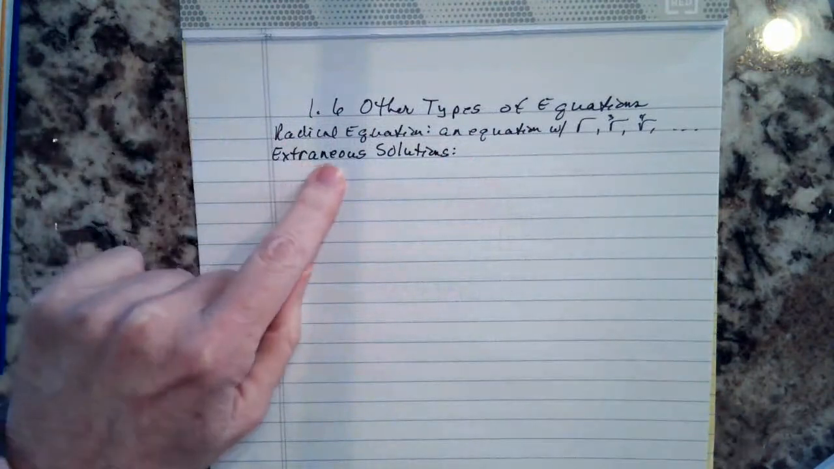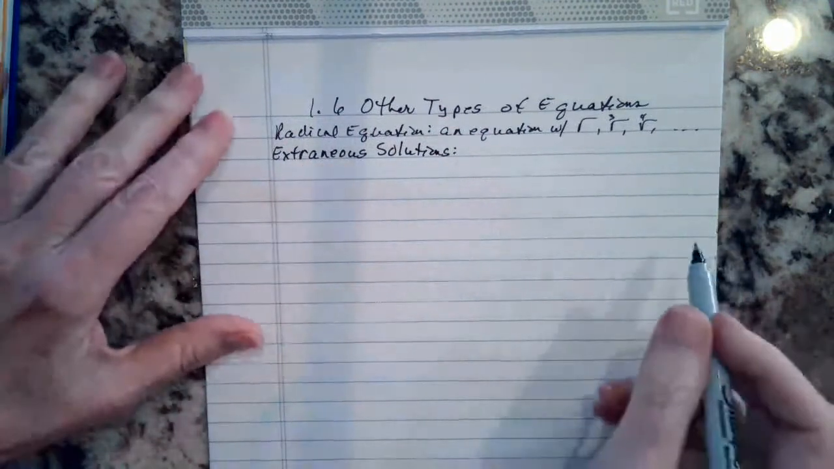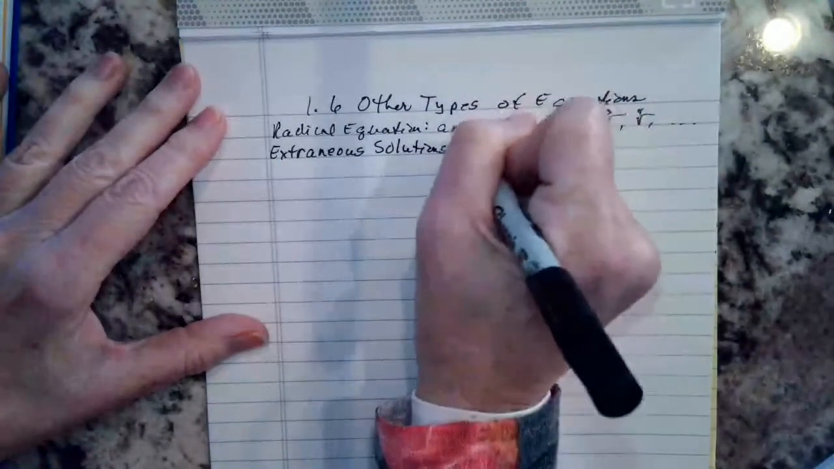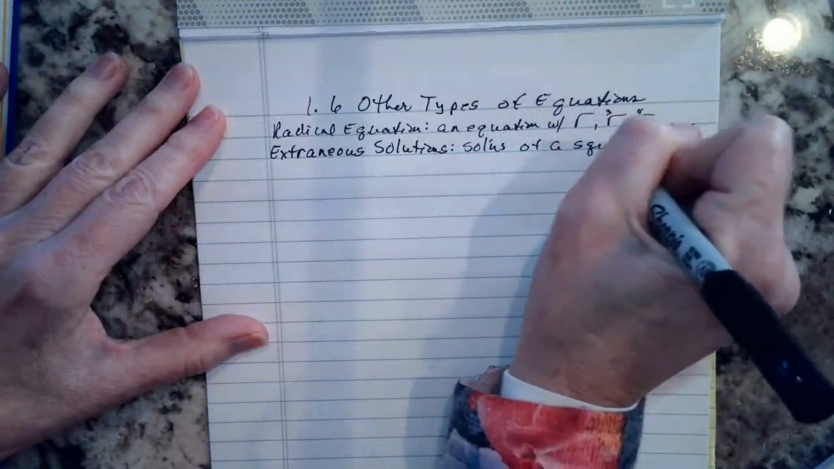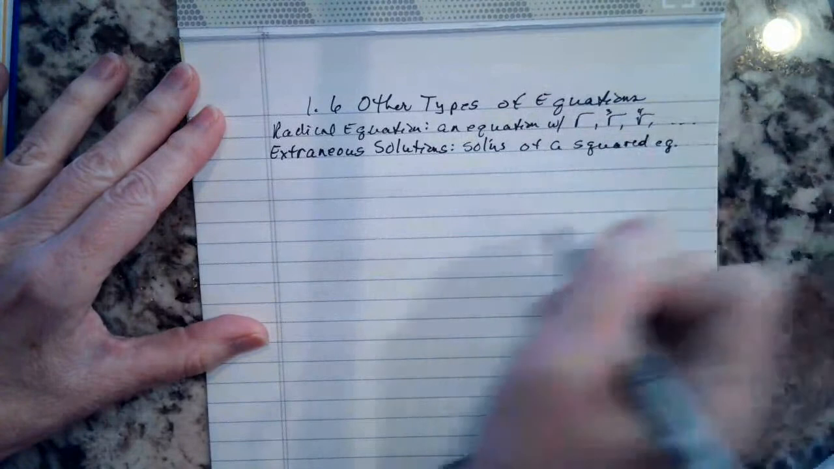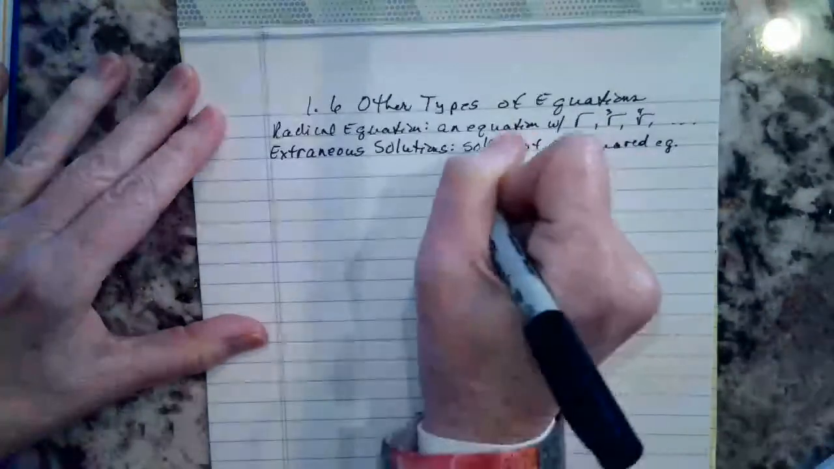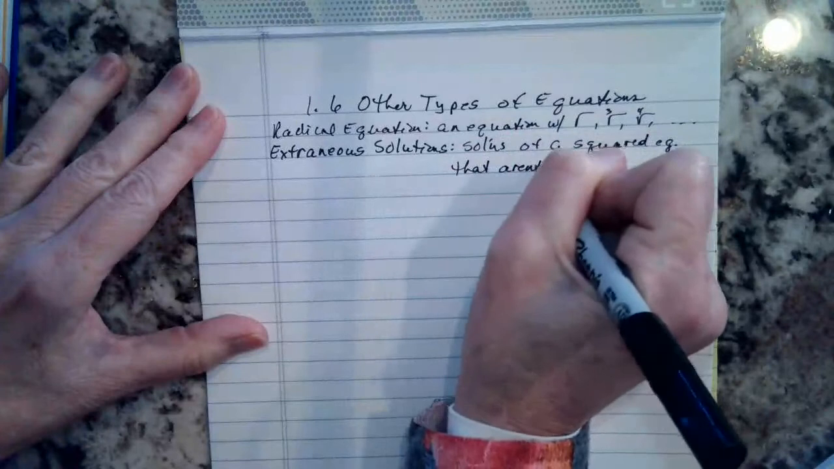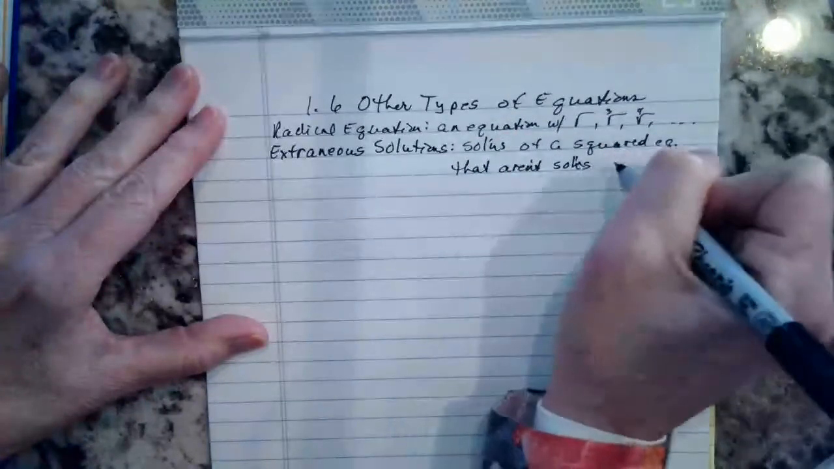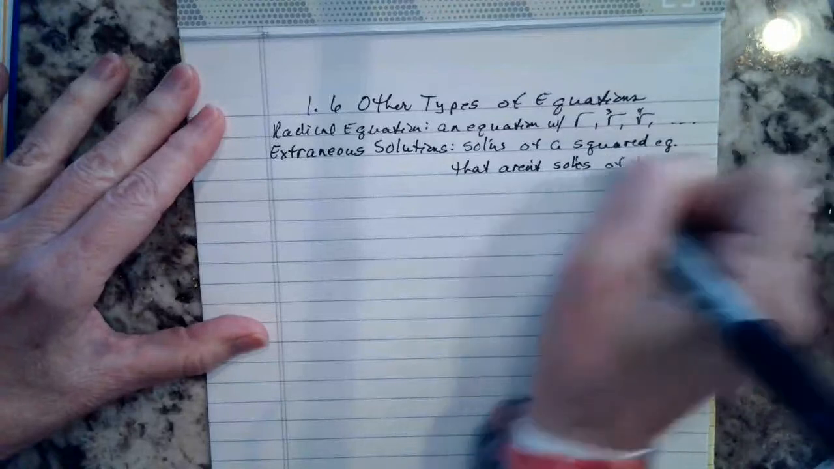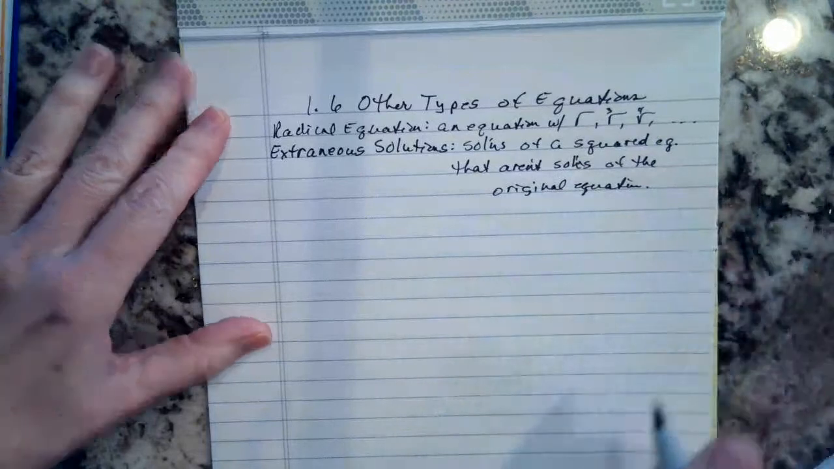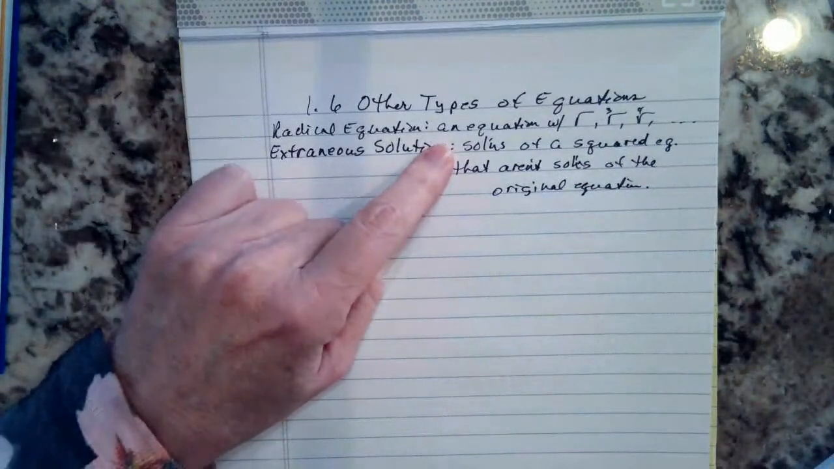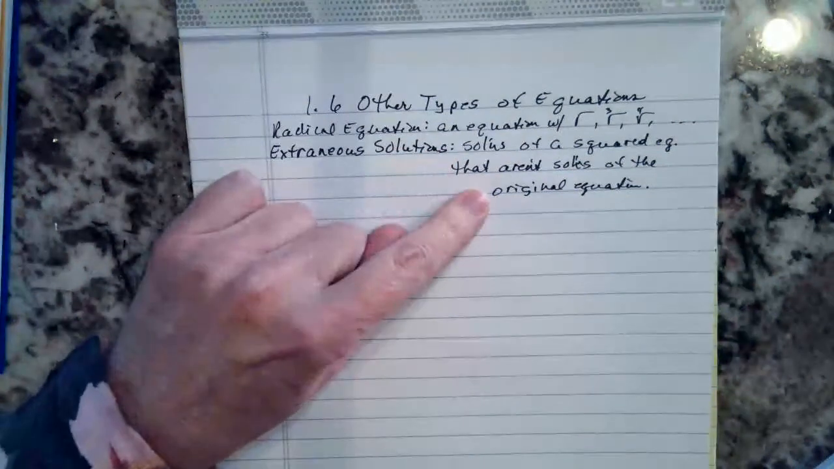Extraneous, extra, and then N-E-O-U-S. Extraneous solutions. Those are solutions of a squared equation that aren't solutions of the original equation. Extraneous solutions are solutions of a squared equation that aren't solutions of the original equation.